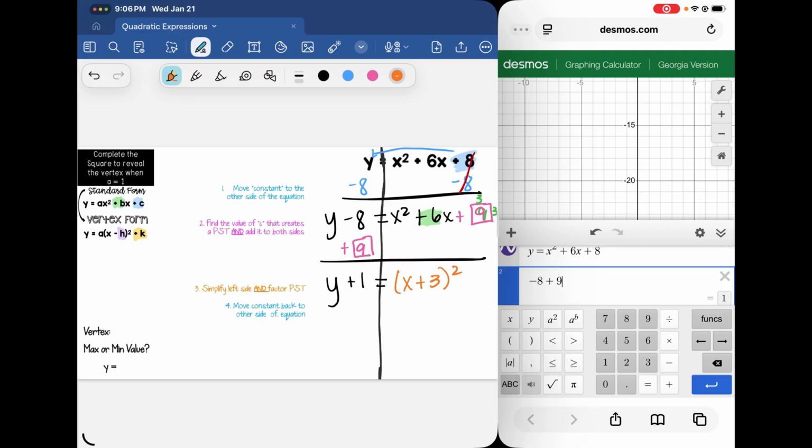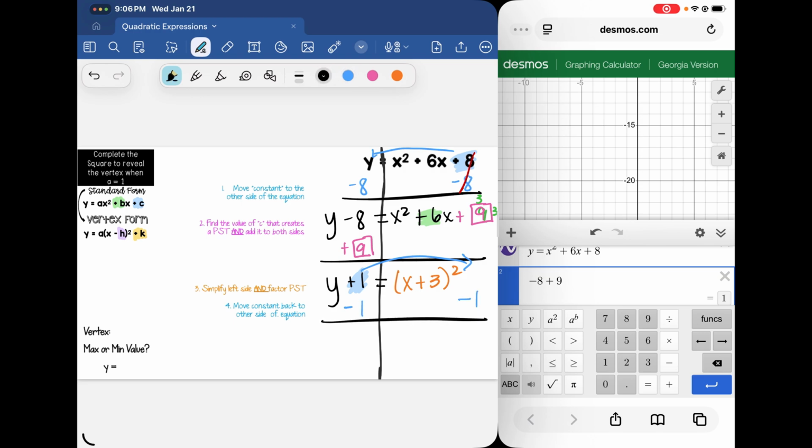Boom. Is it written in vertex form yet? Absolutely not, because vertex form has y by itself. And with this y is a plus 1. What is the opposite of adding 1? Subtracting 1, because I got to get this constant out the way by doing inverse operations. So subtract 1 from both sides.